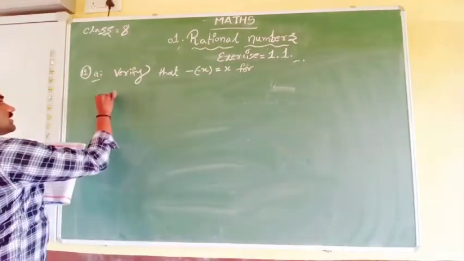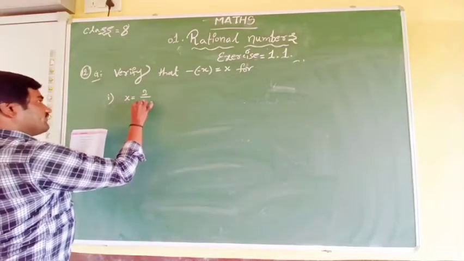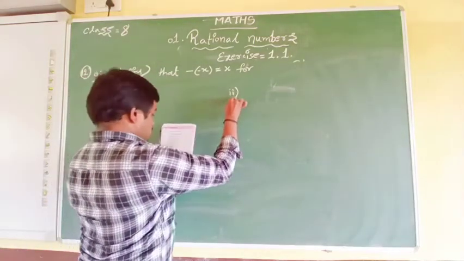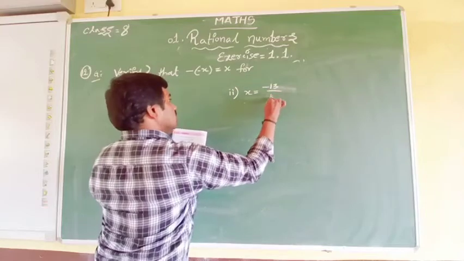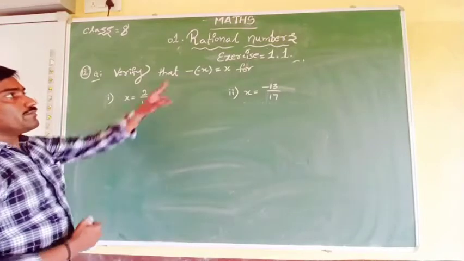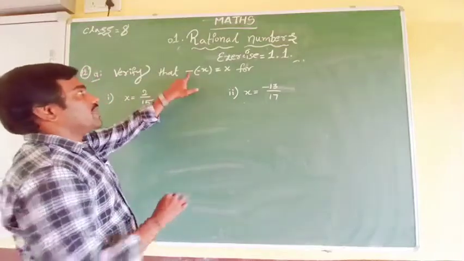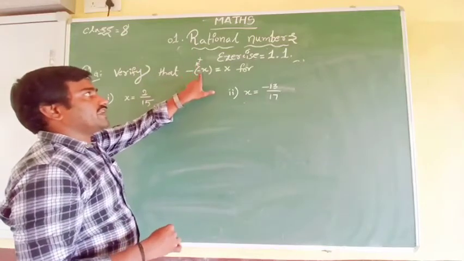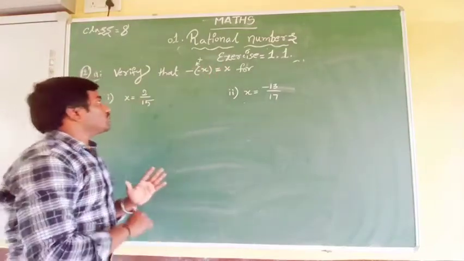For the first question, x equals 2 by 15, and for the second question, x equals minus 13 by 70. So we have to verify. Let us take minus of minus x equal to, is it plus x? Yes, this is correct. Minus into minus is just plus. So it will be satisfied.